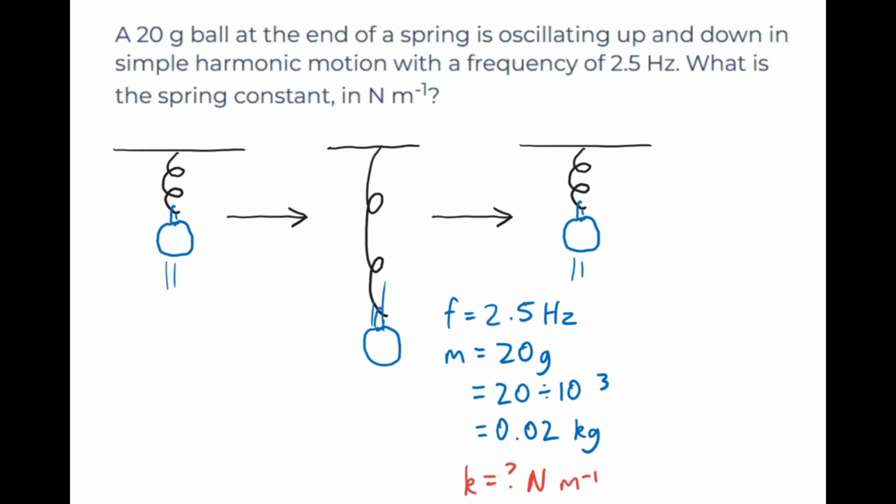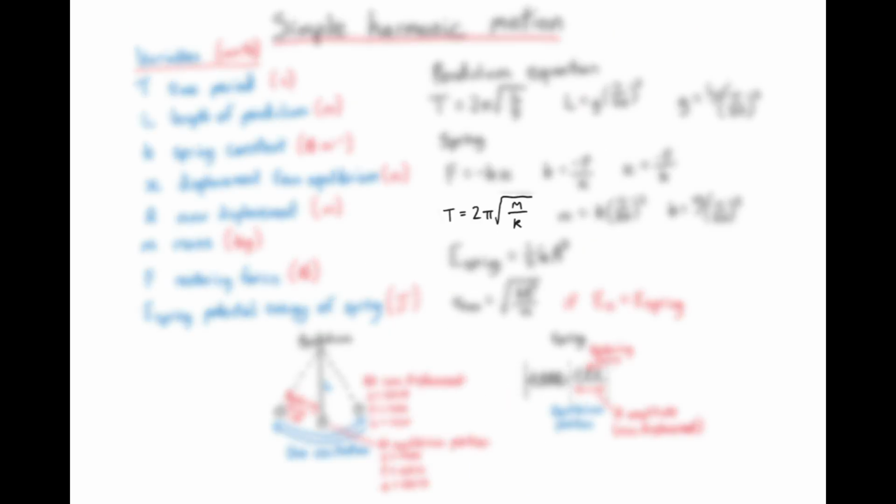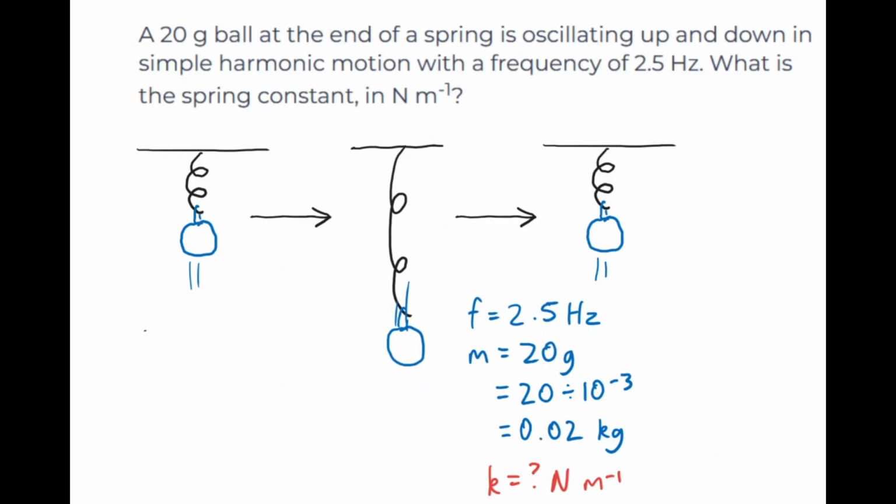We want to find the spring constant, so we can use this equation. Time period equals 2 pi times square root of m over k. We can calculate the time period because time period equals 1 over frequency. So T equals 1 divided by 2.5, which is 0.4 seconds.